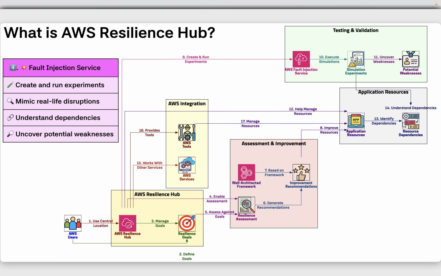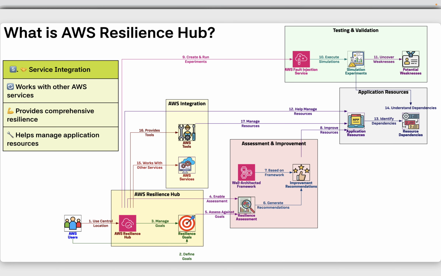You can also create and run AWS Fault Injection Service experiments, which mimic real-life disruptions to your application to help you better understand dependencies and uncover potential weaknesses. This means you can test how your application holds up under stress. AWS Resilience Hub works with other AWS services to provide recommendations and help you manage your application resources. It is designed to be a comprehensive tool for strengthening your application's resilience.